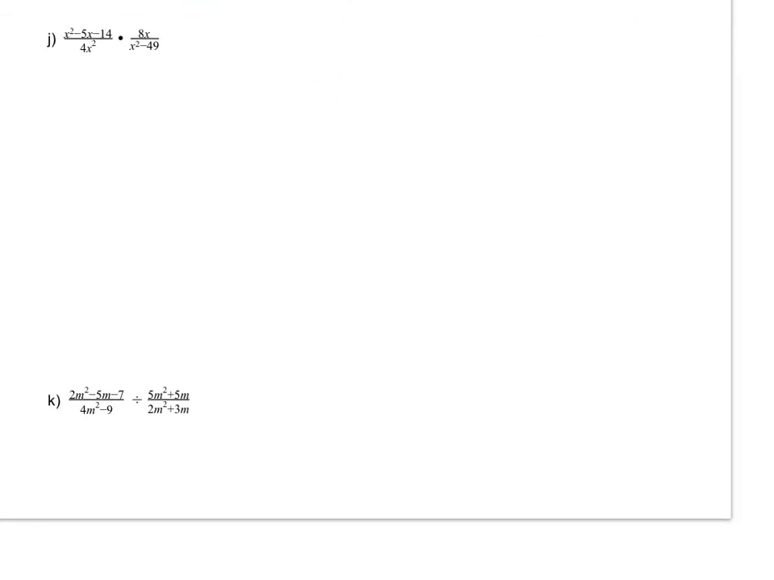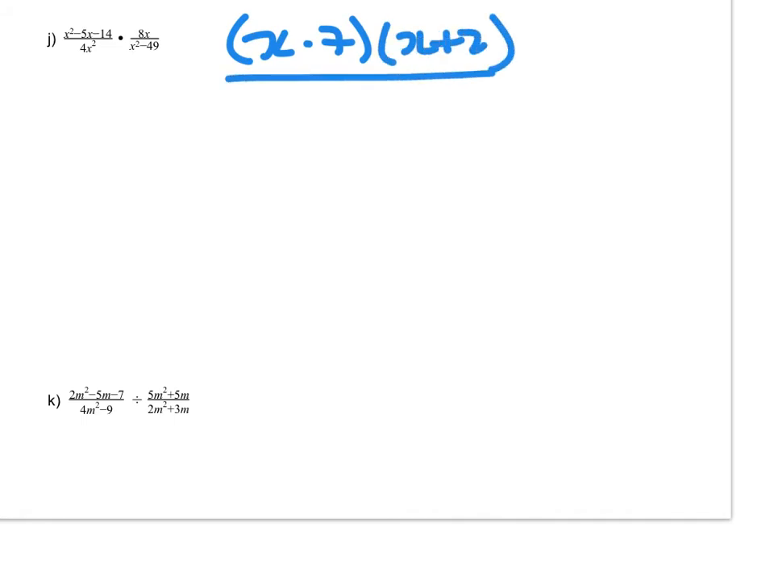Now let's look, top and bottom here need to be factored. Factoring is always what you're doing in these situations. So if you look at x squared minus 5x minus 14, you need 2 numbers that multiply to give minus 14 and add to give minus 5. So they're minus 7 and plus 2. So it's x minus 7 by x plus 2, all over 4x squared. And then you're going to multiply that by 8x.